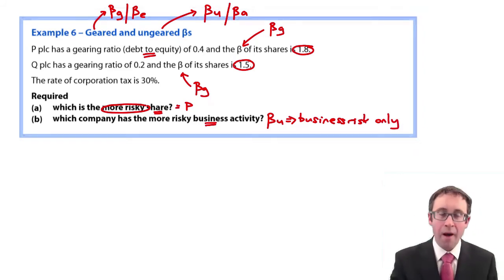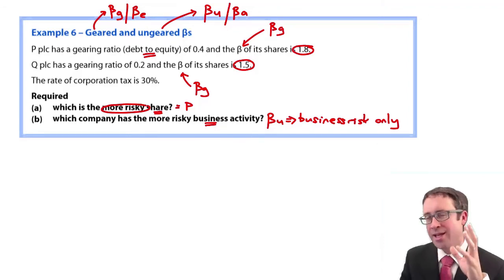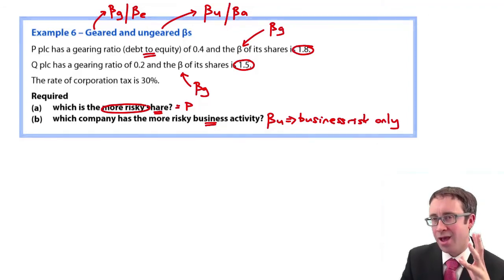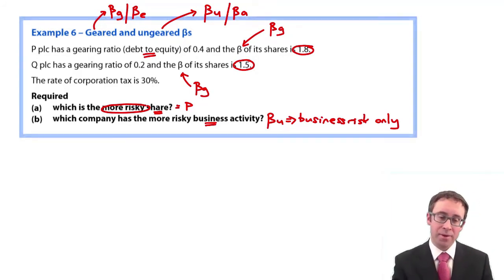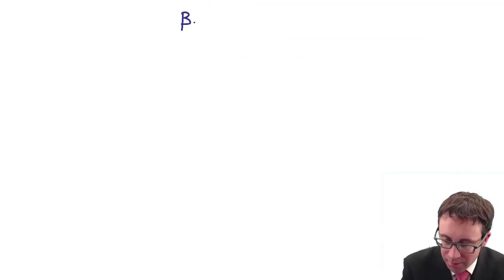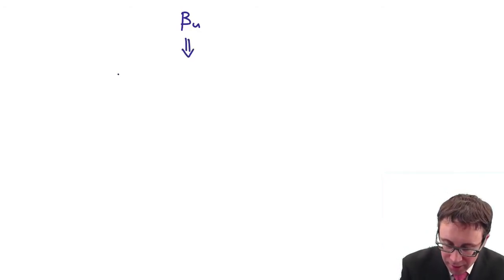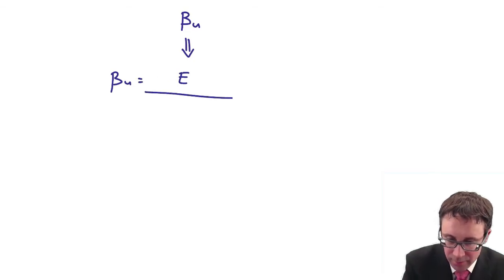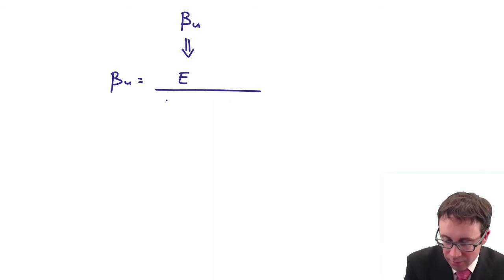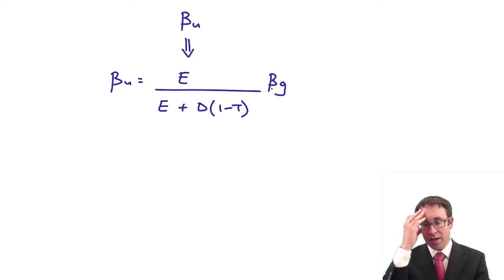Okay, so what part B is effectively saying is, you need to calculate beta asset, so the ungeared beta for P and for Q. So we're going to have to work out beta U, the ungeared beta. Remember, we've got the formula: the ungeared beta is the value of equity divided by the value of equity plus the debt multiplied by 1 less the tax shield, multiplied by beta G. Whereby beta G is beta equity and beta U is beta assets.